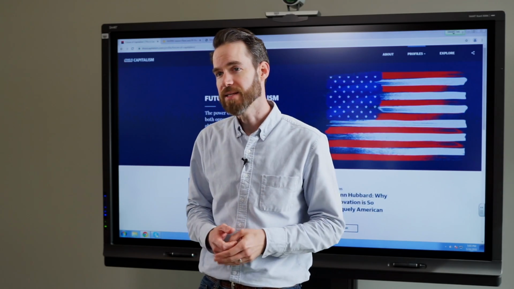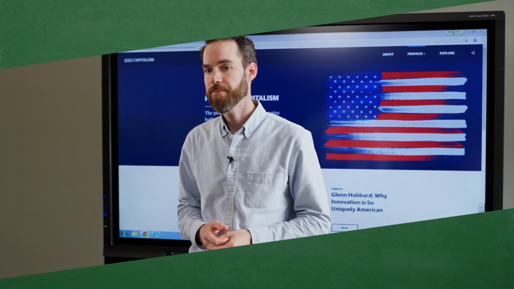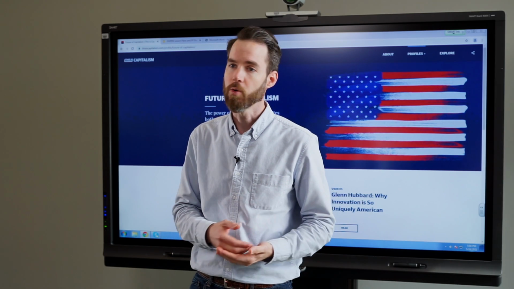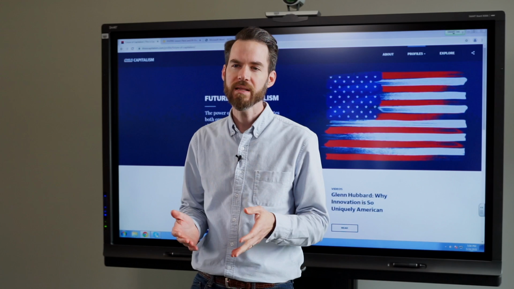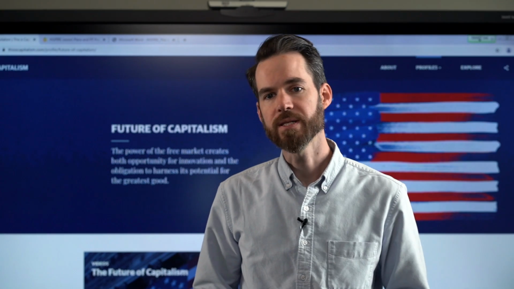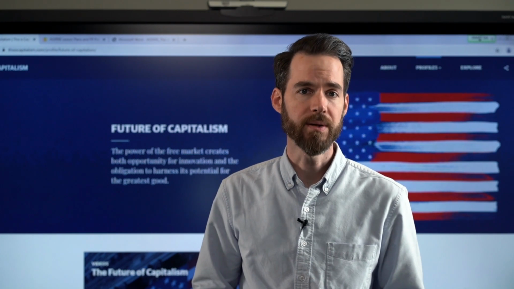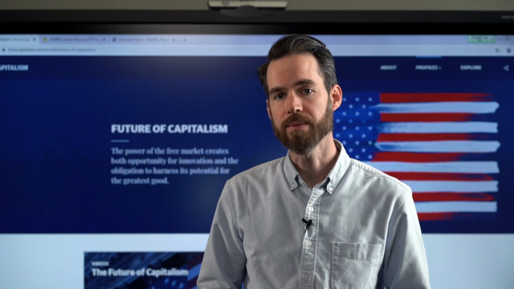Before class begins, print team copies of Handout 1, Video Questions, Handout 3, Capital Idea, and Handout 4, I'm a Genius, I Think. Print individual copies of Handout 2, Capital Dash. And prepare your candy or substitute items by placing them all in a bowl or in an open bag. To set the stage for this lesson, show the short 6-minute video, This is Capitalism, found at thisiscapitalism.com.